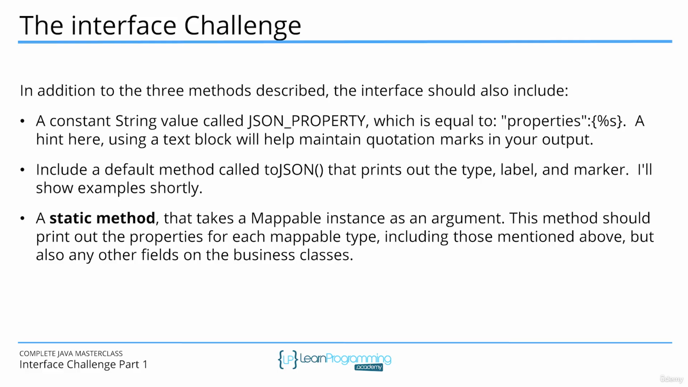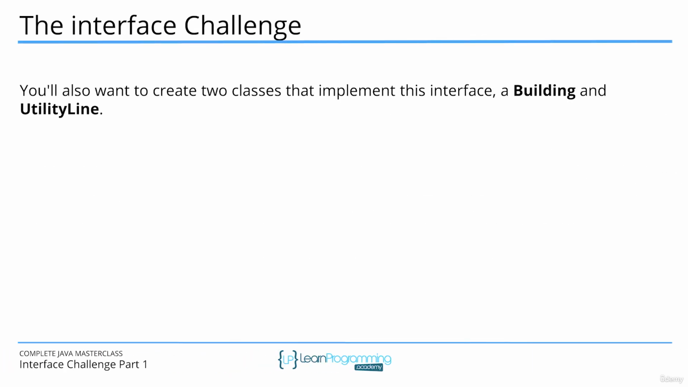This interface should also have a static method that takes a mappable instance as an argument. This method should print out the properties for each mappable type, including those mentioned above, but also any other fields on the business classes. You'll also want to create two classes that implement this interface.